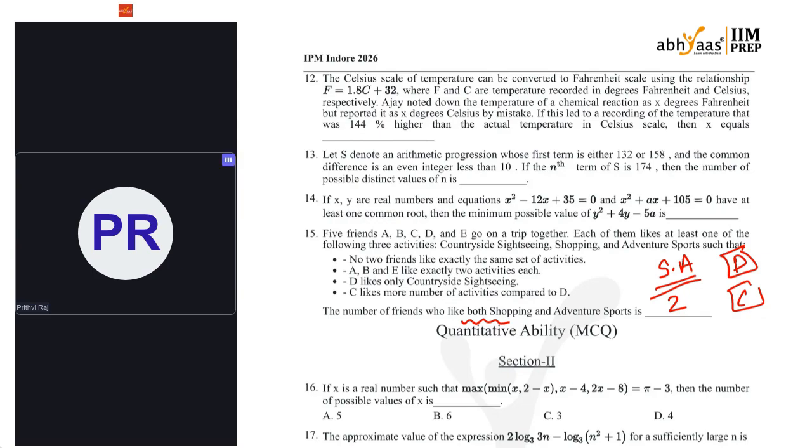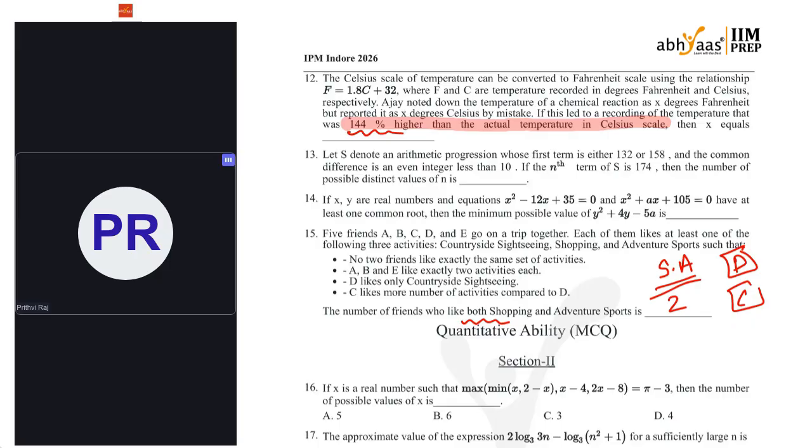Remember, this question is not tough, but a basic conceptual error can be made here. You have to know the difference between 144 percent of and 144 percent higher than. These two terms are important here. Here it is given as higher than.